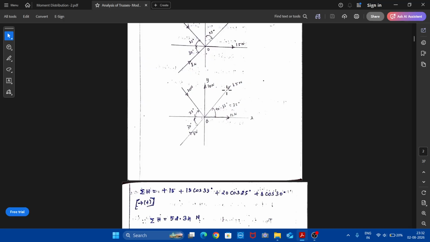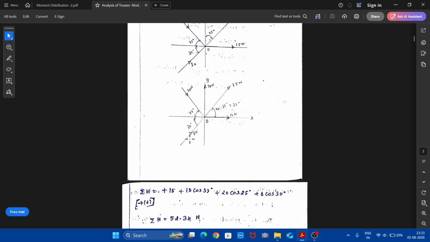Then come to this force. This force can be resolved horizontally. So 15 cos 35, and when it is resolved horizontally, it will be pointed towards right, therefore plus 15 cos 35. Then come to this 10 Newton force. As it is truly vertical, it will not have a horizontal component. Therefore that will go here, 20 Newton. 20 Newton can be resolved horizontally, therefore 20 cos 25 degrees. And when it is resolved, the arrowhead will move towards right, therefore plus.